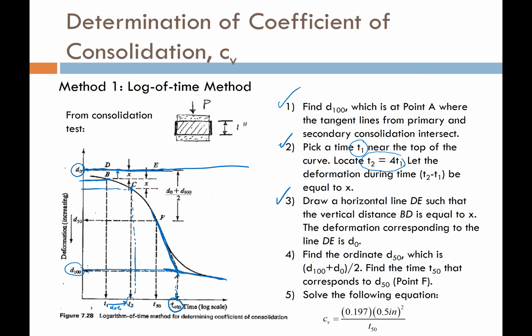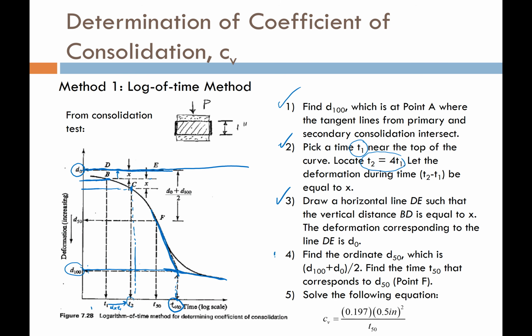Why do we have to go through all that trouble? Well, the reason is that we can never get time equals 0 because it's a log scale. So those first 3 steps are basically kind of wonky ways to approximate what the initial displacement was at time equals 0.